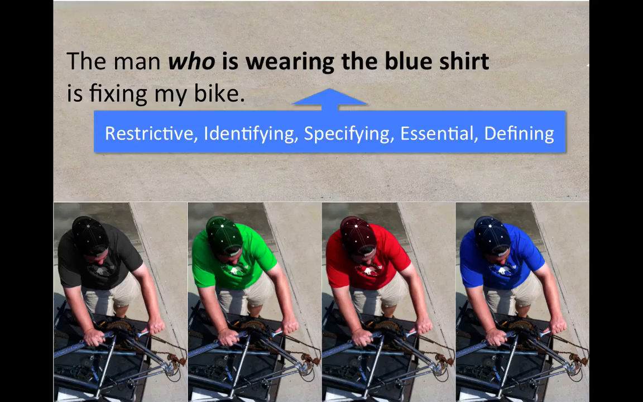In this case, we are restricting the man to just the one who is wearing the blue shirt. Not any man, but the man who is wearing the blue shirt. We're identifying which man. We're specifying. We're being specific. It's not any of the men. It's the man who is wearing the blue shirt. This information is called essential because without this extra information, without this essential information, we wouldn't know which of the men we were referring to. It defines, and we define the man as the man who is wearing the blue shirt. Now we know which man is fixing my bike, not one of the other bikes.